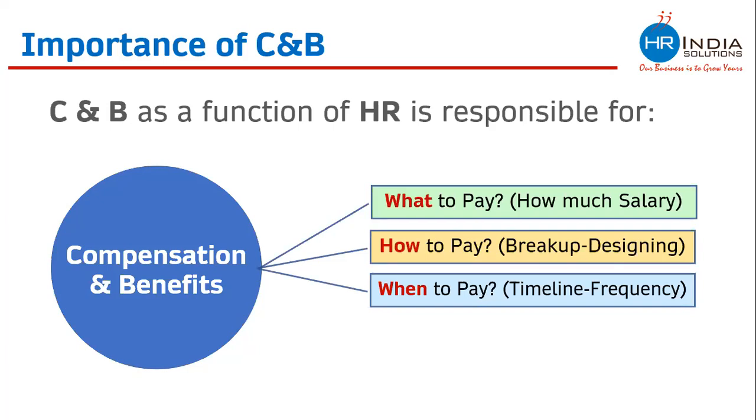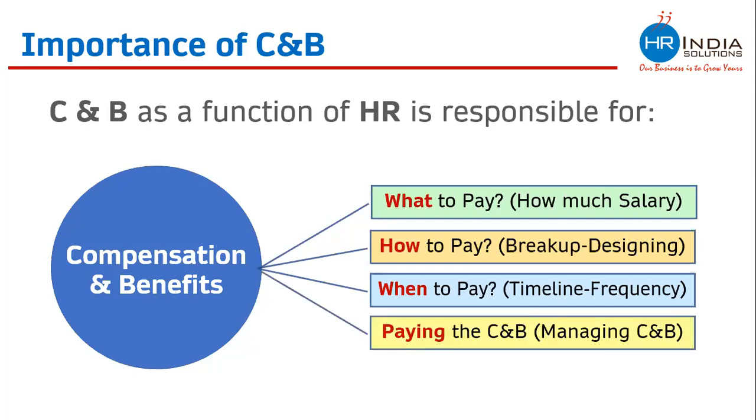There are many companies who pay salaries on the first. There are many companies who pay salaries on the third. There are many companies who pay performance incentive on a monthly basis. Few companies pay performance incentive on a quarterly basis. And then we have a good number of companies who pay performance incentive on an annual basis. What should be the timeline and what should be the frequency is something which this function of HR finally takes care of.